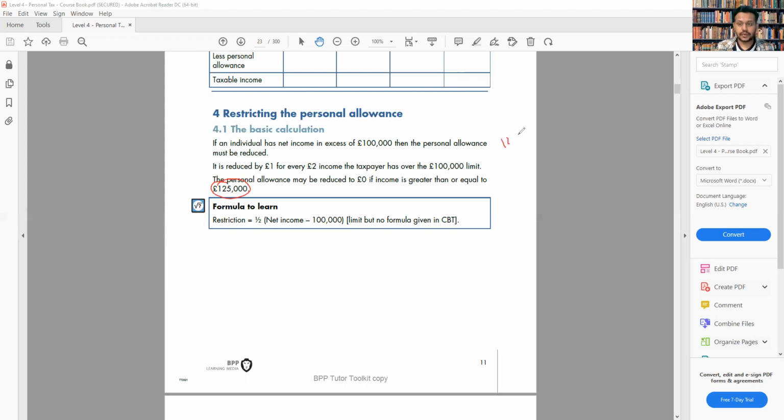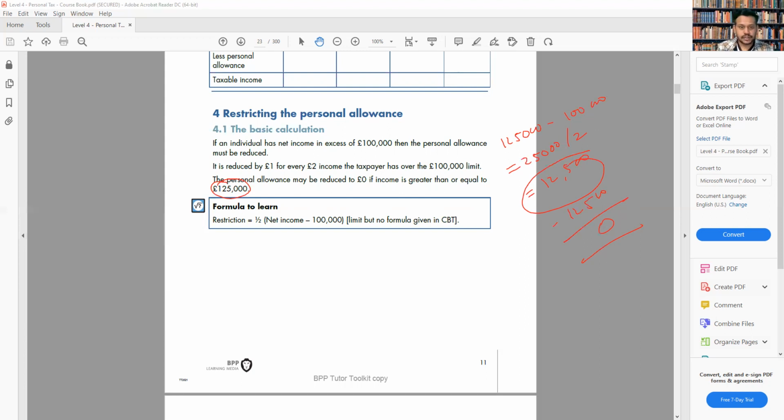125,000 minus 100,000. You always minus 100,000 because that's the threshold. So 25,000 is the difference, and you divide by 2. So 12,500. This 12,500 I have to minus from the personal allowance. So the total personal allowance is 12,500. If I minus 12,500 from there, it will be 0. No personal allowance will be left.